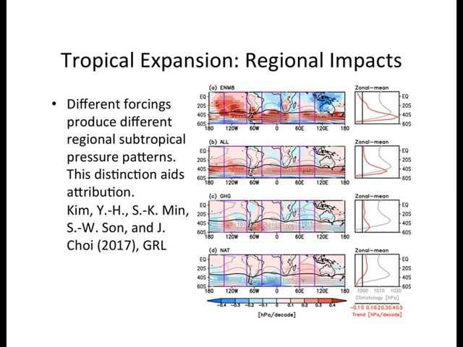And there's more work going on this by Kevin and others using this regional signature of different forcings to improve detection and attribution studies to help understand how much of the observed Hadley cell widening, or the observed tropical widening, is forced and how much of it's natural variability.